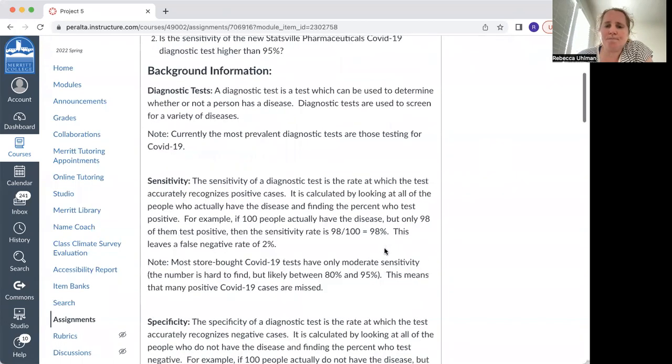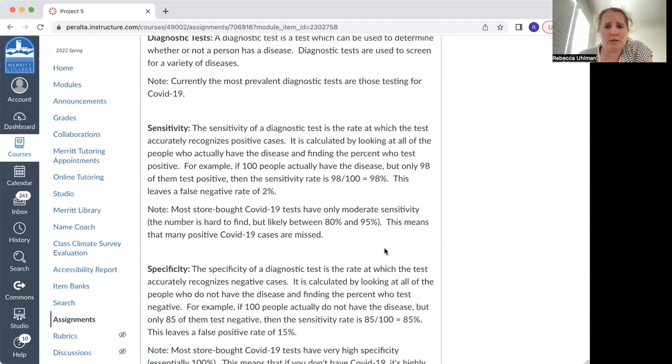The general idea: a diagnostic test is used to diagnose a disease, and the test can either be positive, say you have the disease, or negative. The key thing is that sensitivity is the rate at which the test accurately recognizes positive cases. It is calculated by looking at all of the people who actually have the disease and then finding the percent of those people who test positive.